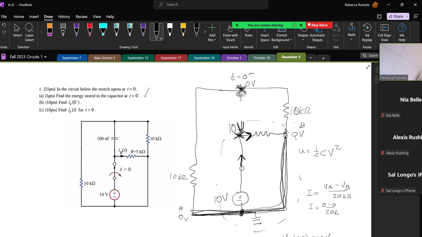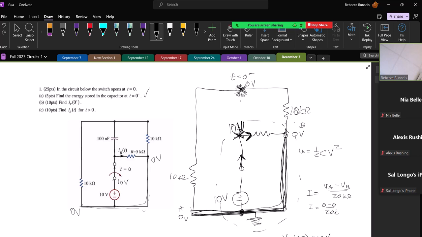At 0 minus, this capacitor acts as an open circuit, and I made the bottom of the circuit ground, which meant that right above this 10 volt voltage source, I was at 10 volts. The capacitor is open, so I'm at 10 volts right here. Now if I look at this bottom part, this is all ground. This is 0 volts. This is 0 volts.